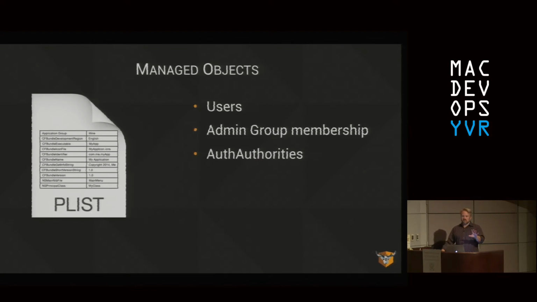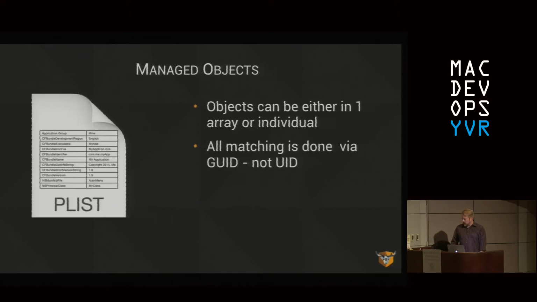Does that make sense? Similar to what you're doing now in an MDM solution is you're scoping various configuration profiles to various groups of machines. You can now do these with these managed objects. We've allowed them to be either one single array of multiple users, so you can just have one configuration profile and push 18 accounts to your entire fleet. Or you can have the users in individual objects that you can then push individually to individual machines.